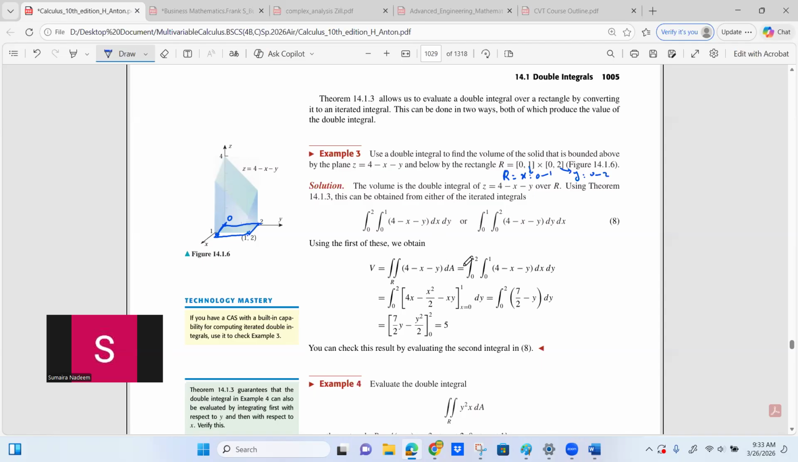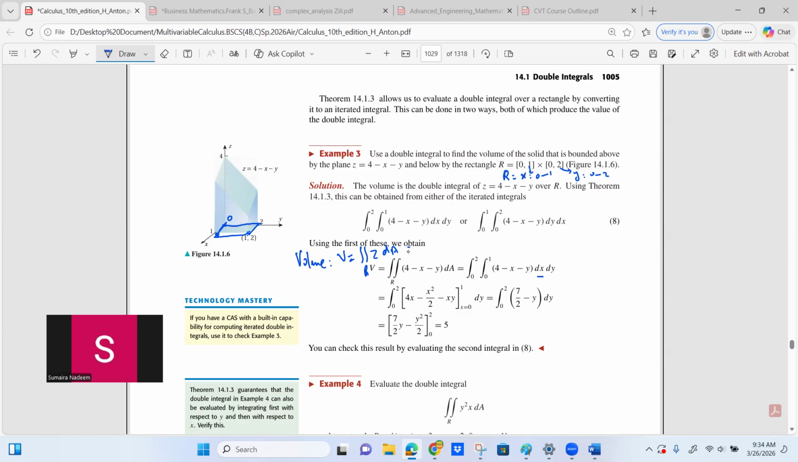Okay, now for the volume you have to write the formula: V is equal to the double integral over R of z dA. The z value is 4 minus x minus y and dA is dx dy, and R gives the separate limits of integration. The inner one is dx from 0 to 1 and then dy from 0 to 2. Now integration with respect to x: 4x minus x square by 2, minus xy, since y is treated as a constant.